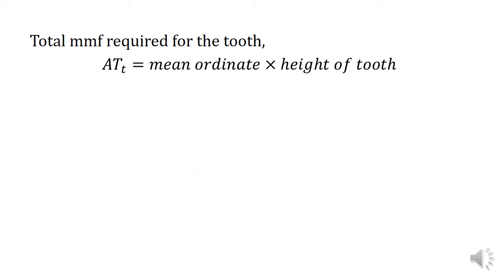Then, the total MMF required for tooth, AT, is equal to the mean ordinate times the height of the tooth. That is, AT mean into LT. That is, MMF is equal to H into L. That is the equation. Or AT mean into DS. Here LT is the length of the tooth and DS is the depth of the slot. Both are equal.